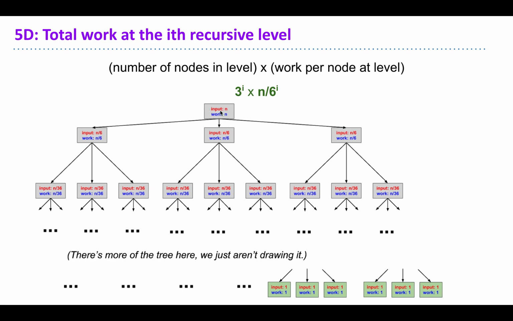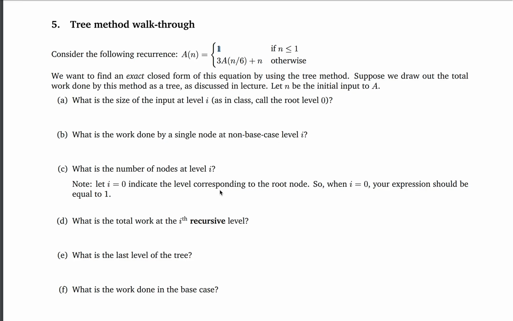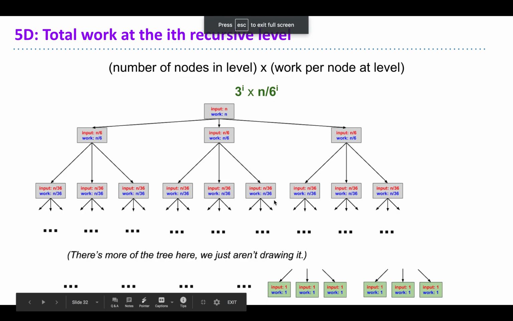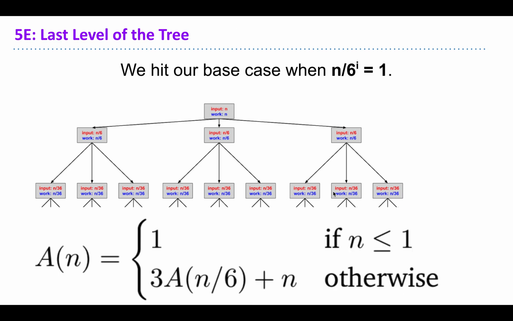Well, we start off at level 0 here. Then we go to level 1, which has an input of n divided by 6. Level 2 has an input of n divided by 36. If we go back to this recurrence, how do we know when the base case is hit? It's when the input, whatever I give as input here, is less than or equal to 1. So the last level occurs when the input equals 1.